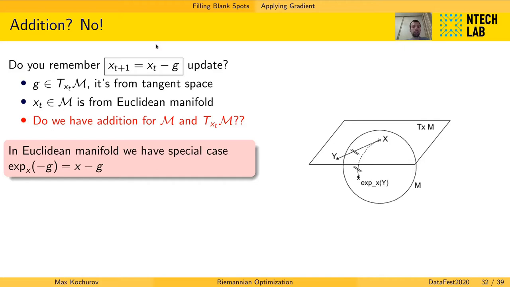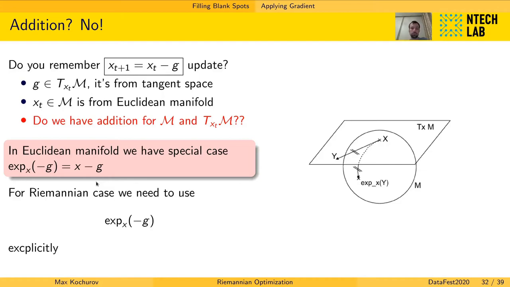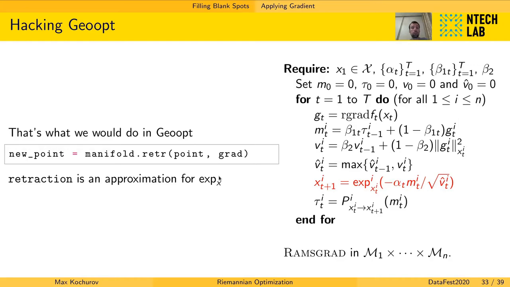And this is the special case of Euclidean manifold, where exponential map from x towards direction minus g gives us the subtraction. That's what we use to forget about Riemannian geometry in standard Euclidean optimization. For the Riemannian case, we need an expression of exponential map from x towards minus g explicitly, or at least some approximation of it, and it is called retraction. So if we are using geoopt and want to implement an update in optimizer, we can use one of the implementations for the manifold for exponential map. In some cases, exponential map is not available or very computationally heavy, and we want to use an approximation for exponential map, and its approximation is called retraction.